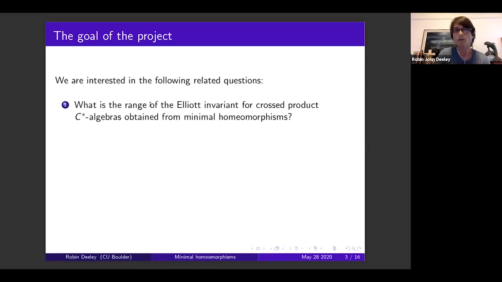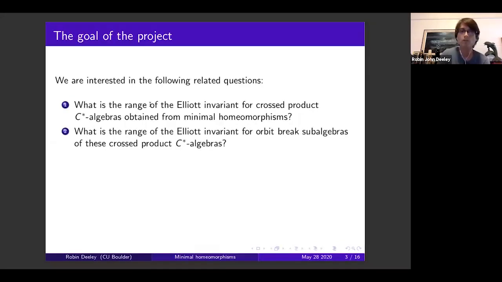Now, the second question, I'm not really going to talk about question 2, even though the results are better for 2 than they are for 1. But I do want to mention that you can also make these dynamically relevant C-star algebras by doing Ian Putnam's orbit breaking construction. And that's really necessary if we're trying to exhaust the Elliott invariant. So all these algebras are going to be stably finite. And there are some stably finite C-star algebras that we won't be able to realize with minimal homeomorphisms. So I just wanted to mention those things.